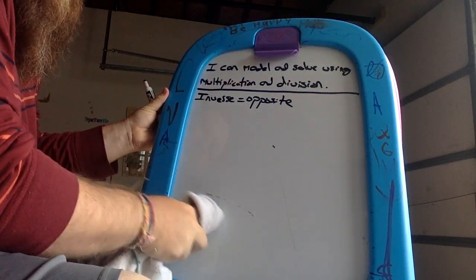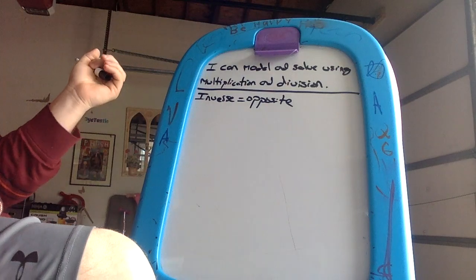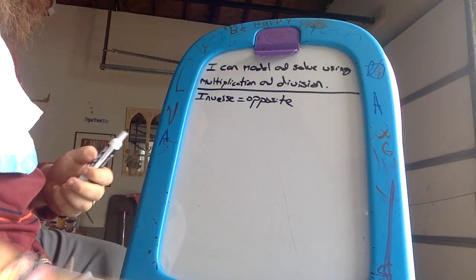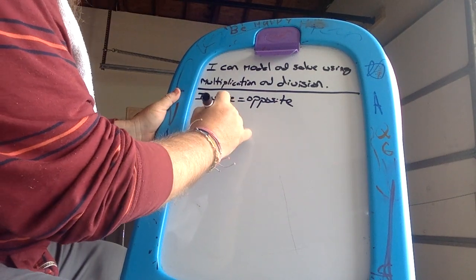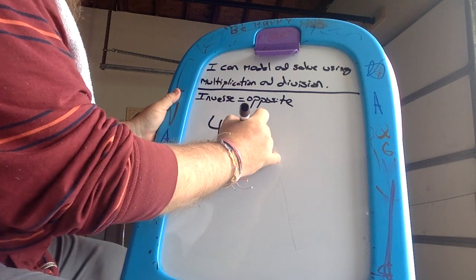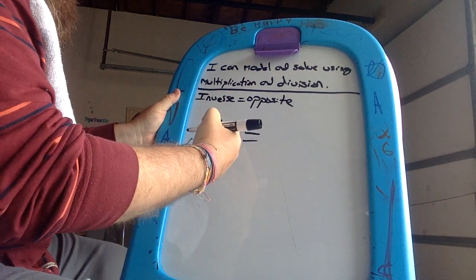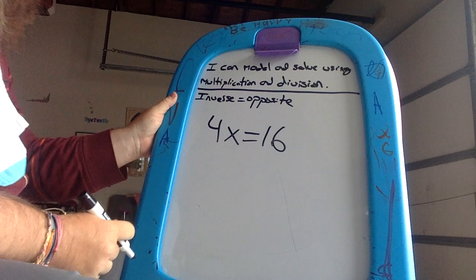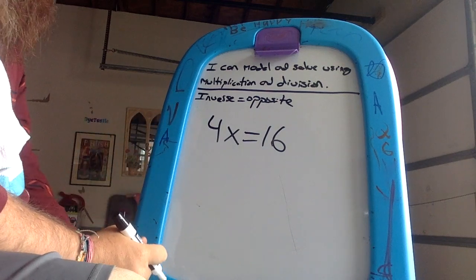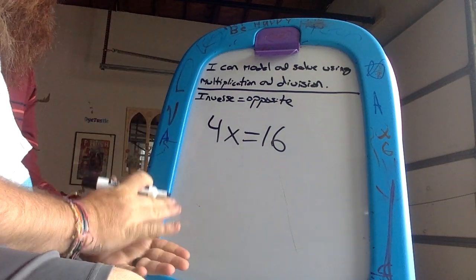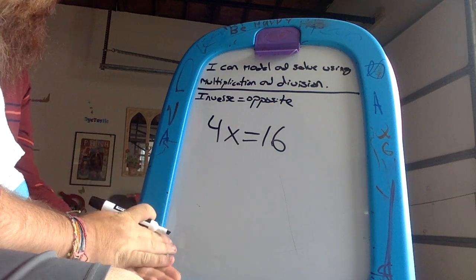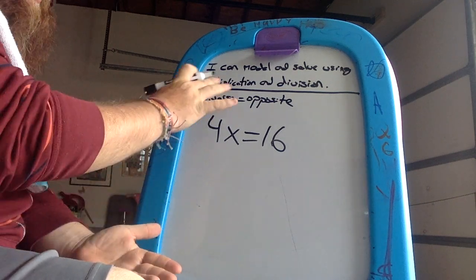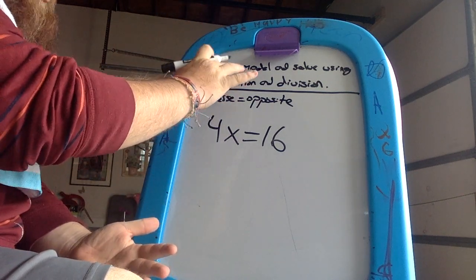We got here. Okay, last one for you guys. We got 4x equals 16. Okay, 4x equals 16. So we're looking at it. We're taking our time. We're thinking about the I can statement. We're using multiplication and division.